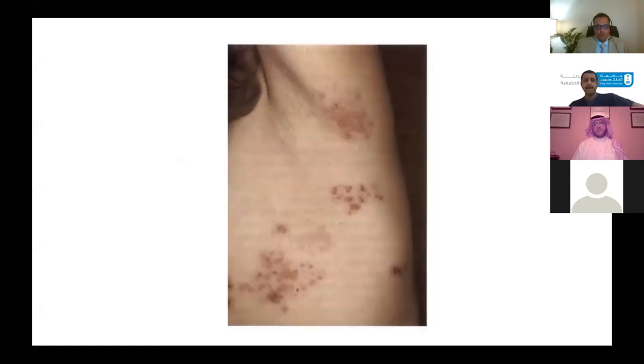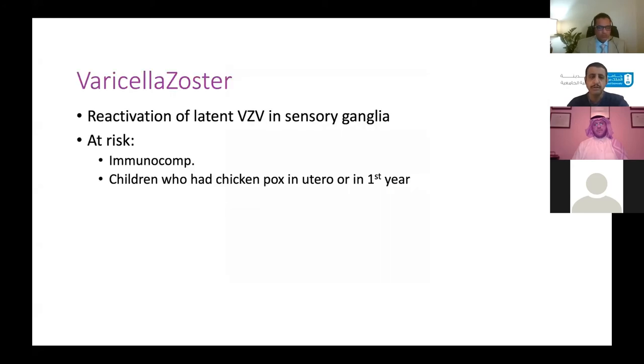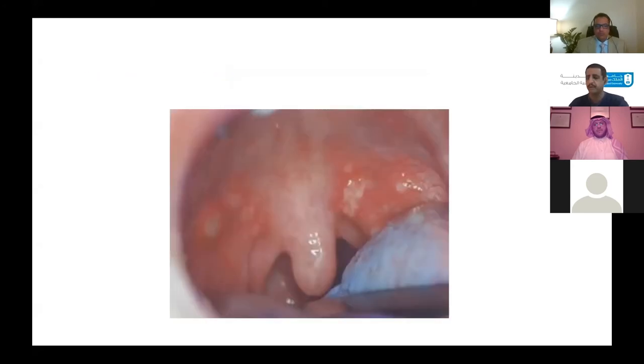Then a reactivation of the virus. This is herpes zoster. Usually we see it in immunocompromised patients, as well as the elderly, in adulthood. They are at risk of reactivation. It's quite common, we are seeing it a lot.